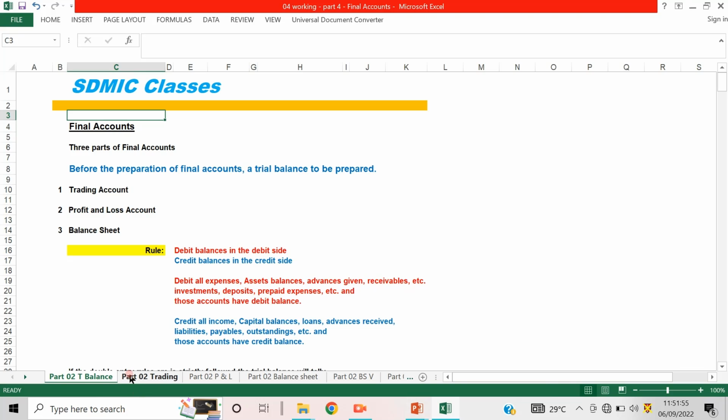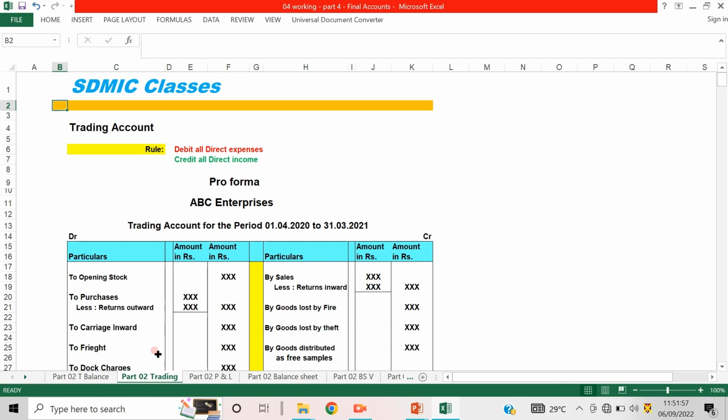Now we'll see how to make a trading account. What are the things coming under a trading account? So here I am showing a trading account in a separate way. In most organizations, the manufacturing organizations, the trading and profit and loss account are taken together. The upper part is the trading account, where the GP is taken, and the lower portion is taken as the profit and loss account, where net profit arises.